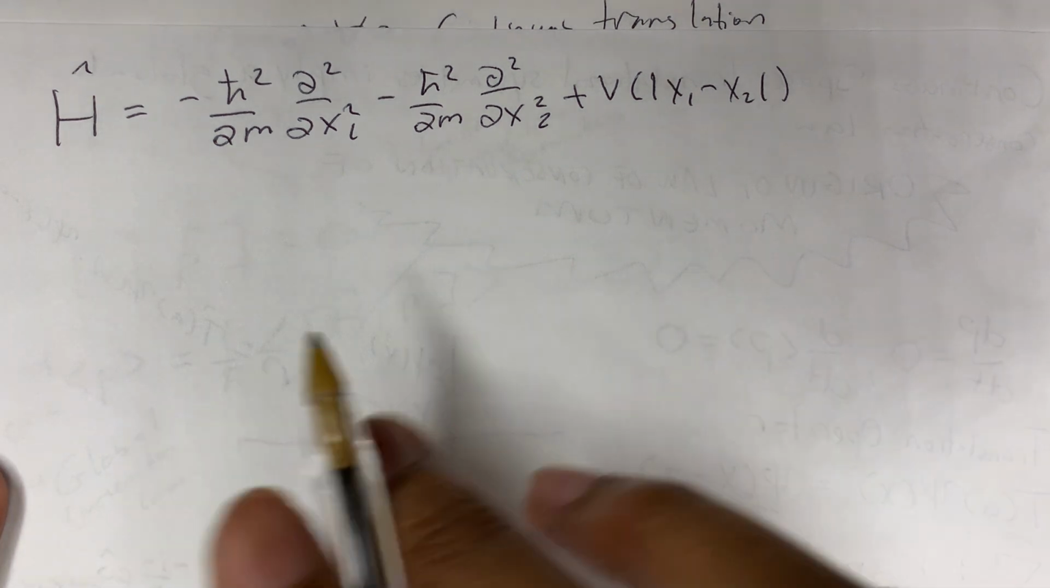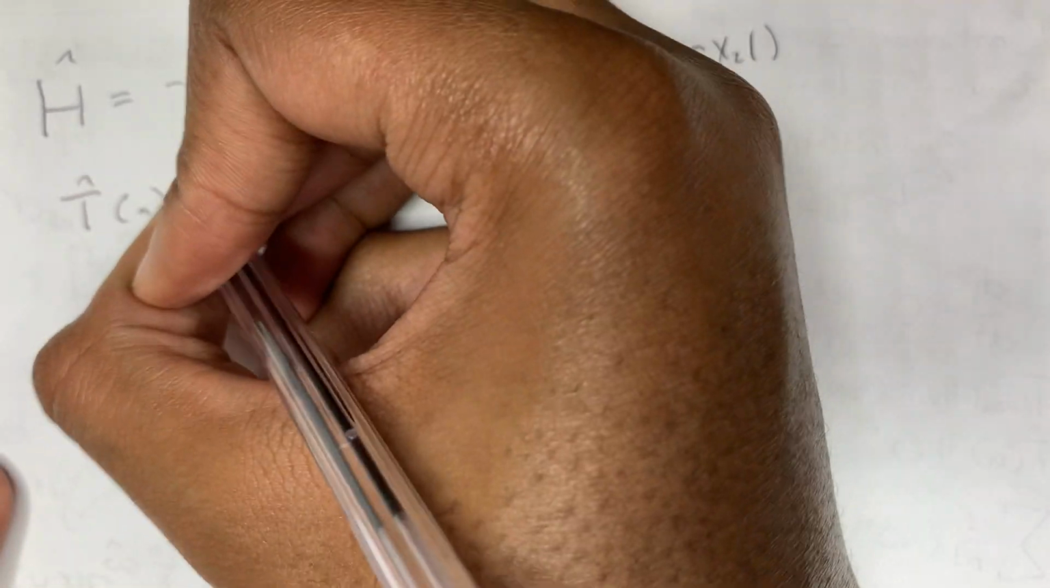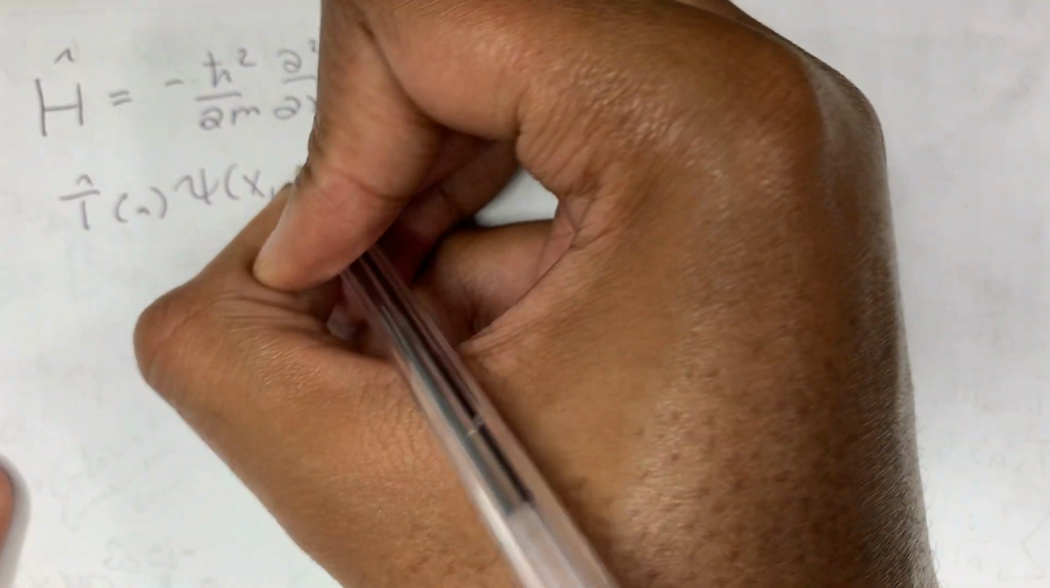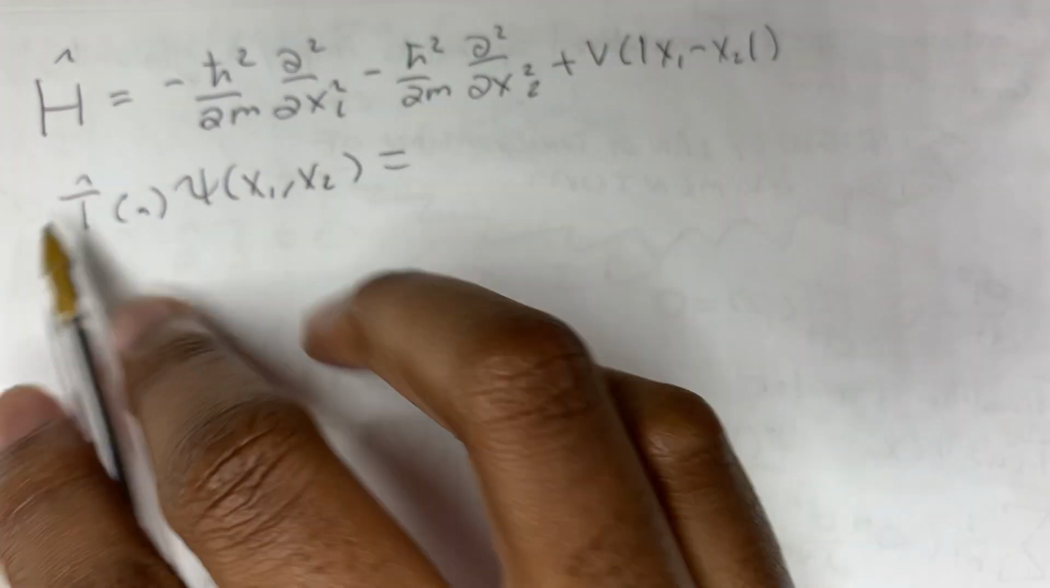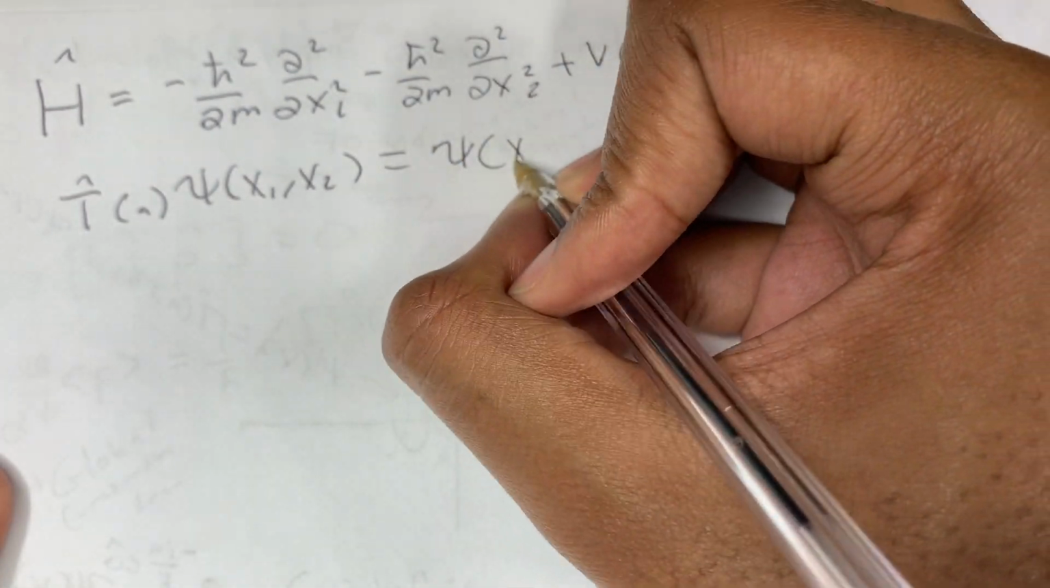Sorry, we're not done yet. Saying what we're exactly going to prove. You have to apply it. So this translation operator on psi is intuitively just going to be psi of x1 minus a.